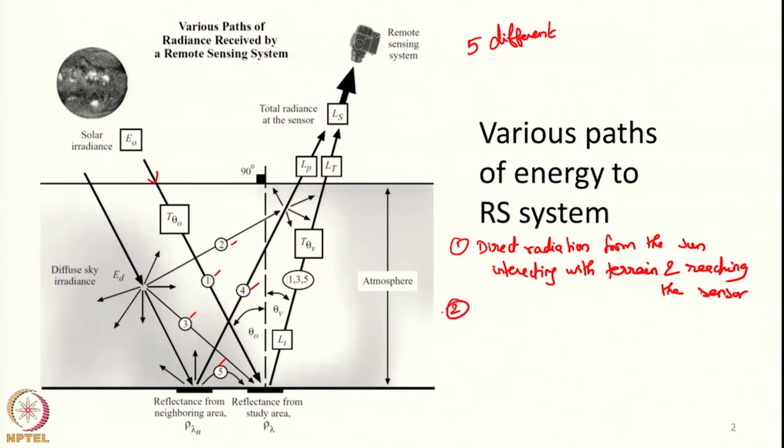Path 2. Path 2 is, we also saw in addition to the direct solar radiation, we also have what is known as a diffuse skylight. That is the energy that remains scattered in the atmosphere will be present throughout, right, and a fraction of that particular energy will directly reach the sensor. That is, the scattered energy will be going in all direction. So, a part of the energy will directly reach the sensor, that is component number 2, what we call as path radiance.